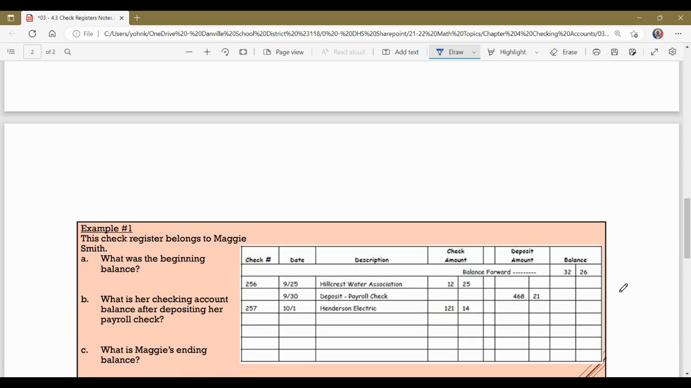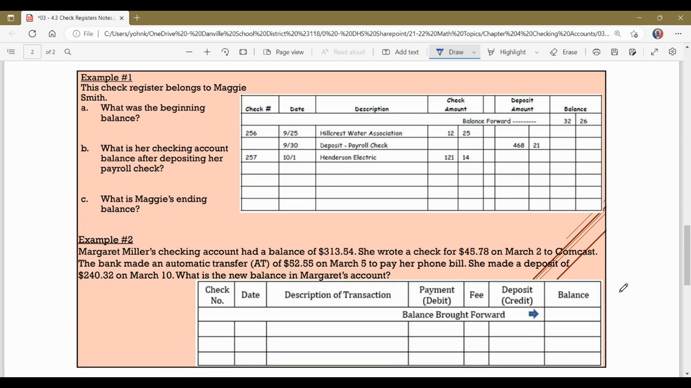So let's look at a check register. So, number one, this check register belongs to Maggie Smith. As you can see in the check register, we have different columns. The left-hand column is the check number. So it looks like she wrote two checks, check 256 and check 257. The next column is the date column. So we can see what day she wrote the checks. And then it looks like she had a deposit of her paycheck.